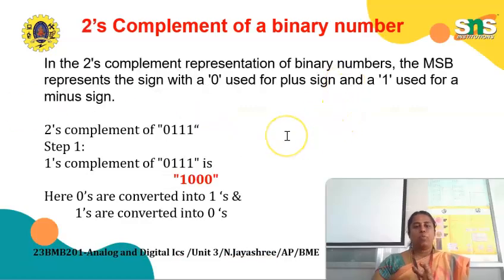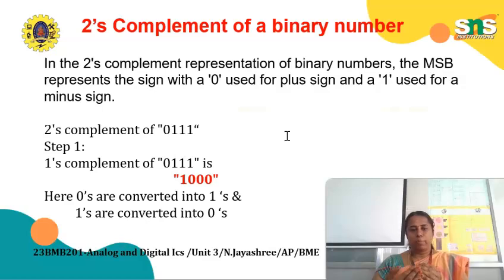Next, let us see what the twos complement of a binary number is. In a twos complement representation of a binary number, the MSB represents the sign, with 0 used for the plus sign and 1 used for the minus sign. There are two types of numbers, right? Positive and negative. If it is a positive number, it is represented by 0, and if it is a negative number, it is represented by 1. So let us see this with an example.